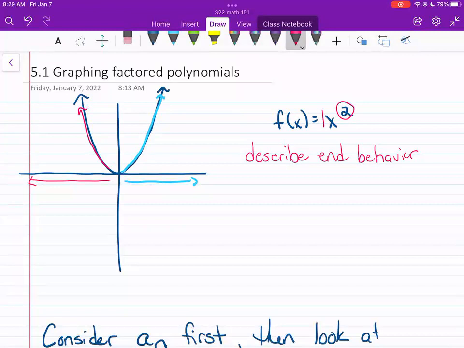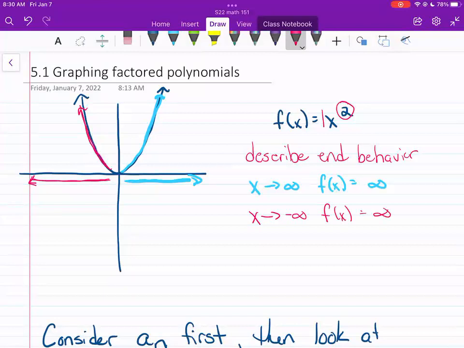We would describe this as x increases, or as x goes to infinity, f of x is going up, so it is also going to infinity. Secondly, if we look at x going to negative infinity, we see that f of x still goes up to positive infinity. So in both cases, y, or f of x, goes to positive infinity.